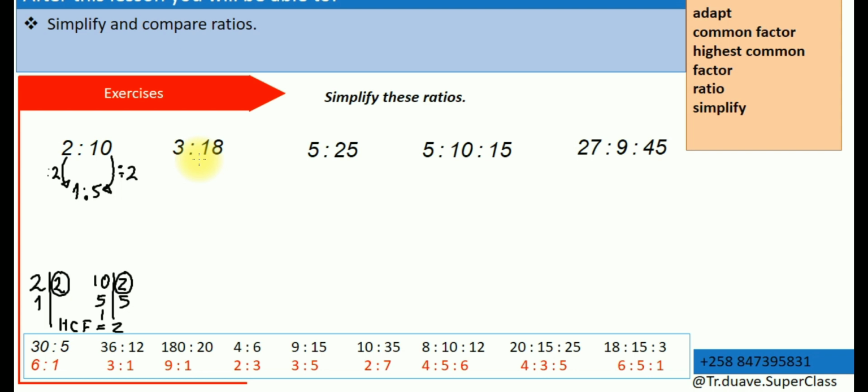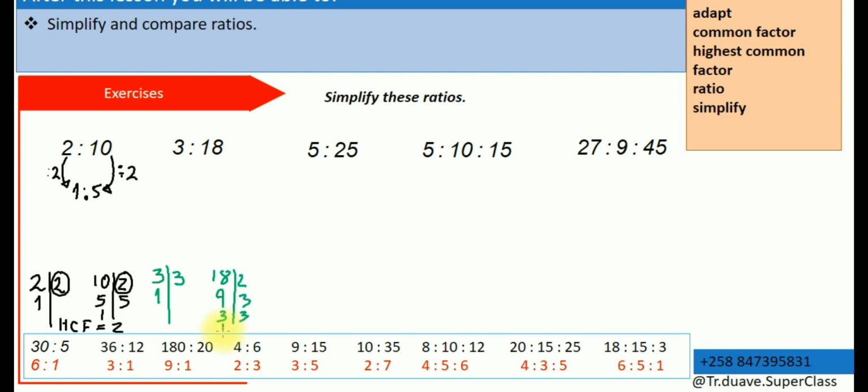Now let's simplify the next one, which is 3 to 18. The first step is to factorize each of the quantities. Let's use a different color. We are going to factorize 3 and 18. 3 you can divide by 3, the result is 1. 18, we divide by 2, 9. By 3, 3, by 3, 1.